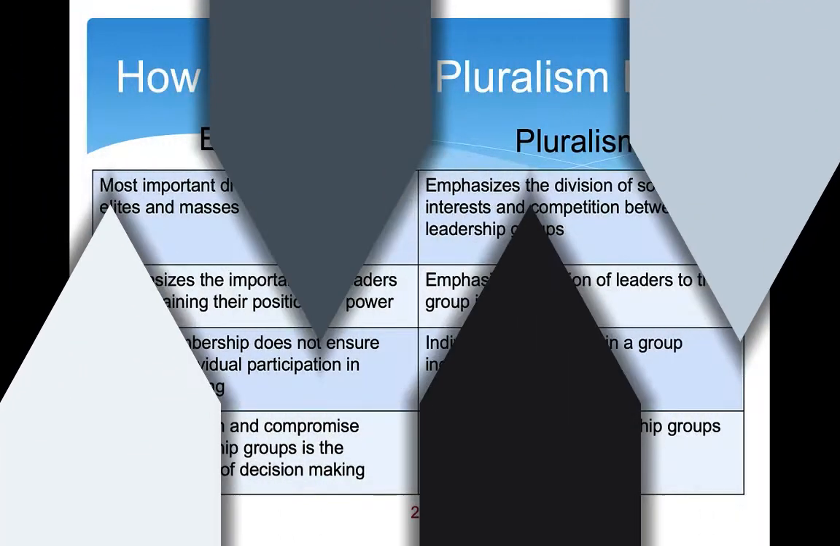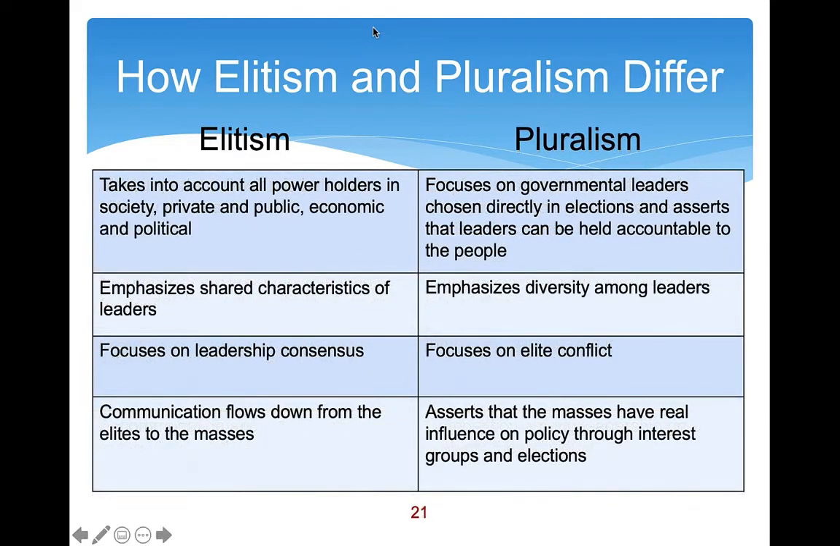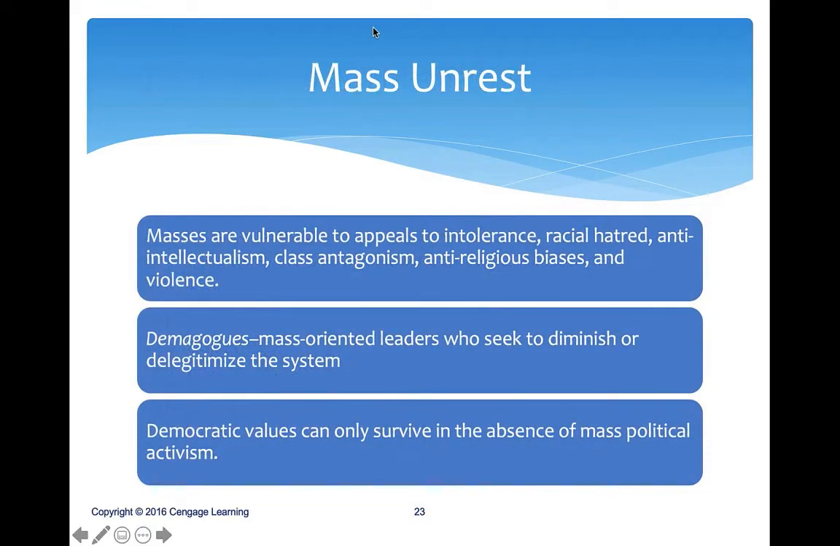What I'm talking about, if we look at this side by side, it compares elitism versus pluralism. Go ahead and take a look at it and the differences. We're going to skip elite distemper. So let's talk about something called mass unrest. The masses are vulnerable to appeals to intolerance, racial hatred, anti-intellectualism, maybe class antagonism, anti-religious sentiment, and violence.